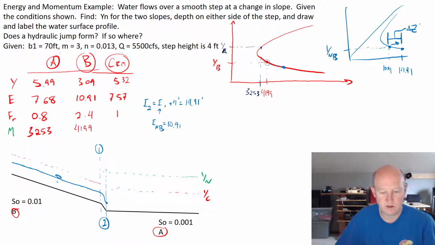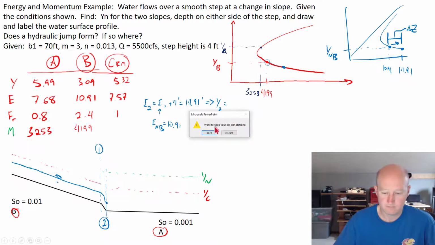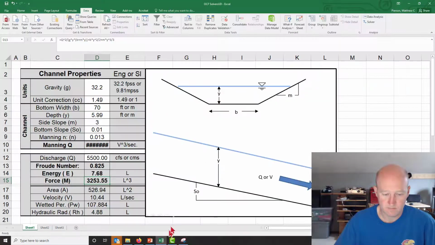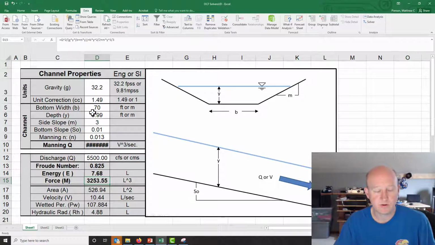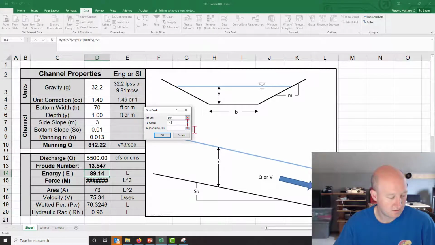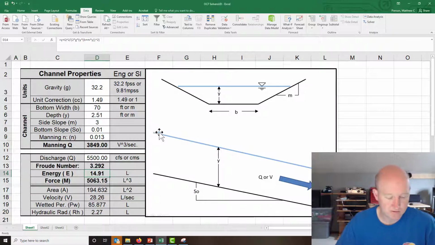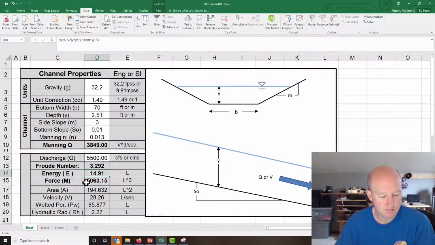So now we know what the energy at section 2 is. That's going to give us the depth at section 2. We're going to goal seek that. So this is going to be a supercritical answer. We want to make sure our first guess is supercritical. I'm going to put in a small number, and then we're going to goal seek the energy. So we got 2.51, and we're also going to write down this momentum.